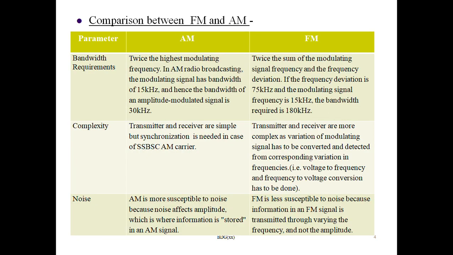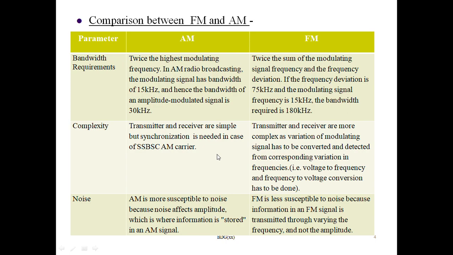If we want to compare the bandwidth, the bandwidth AM occupies would be twice the bandwidth of the message signal or modulating signal. But in FM, it's not only twice, we have to add the frequency deviation. The frequency deviation is 75 and the frequency is 15, so 75 plus 15 multiplied by 2 is 180. For AM, it just doubles, right?